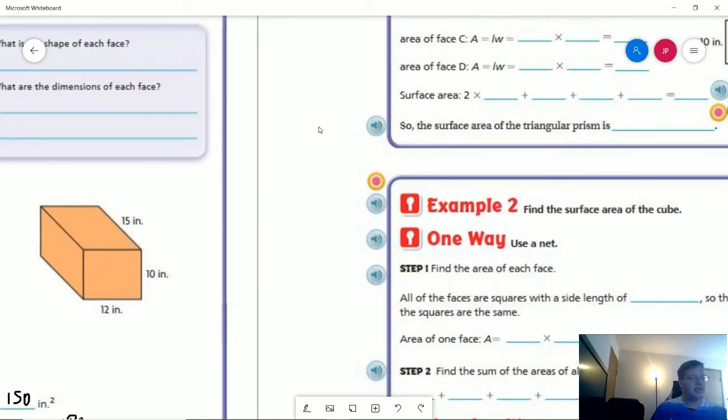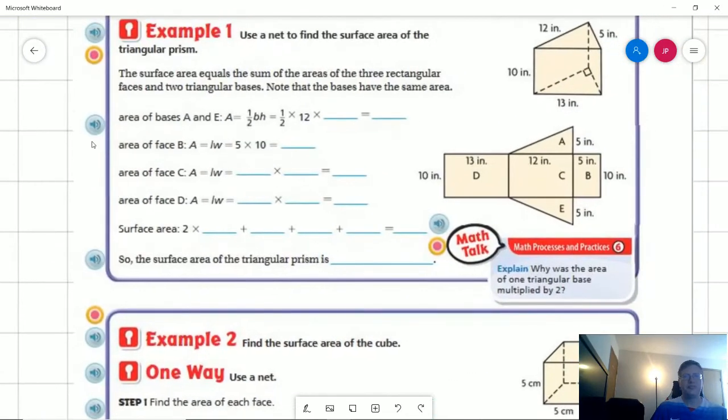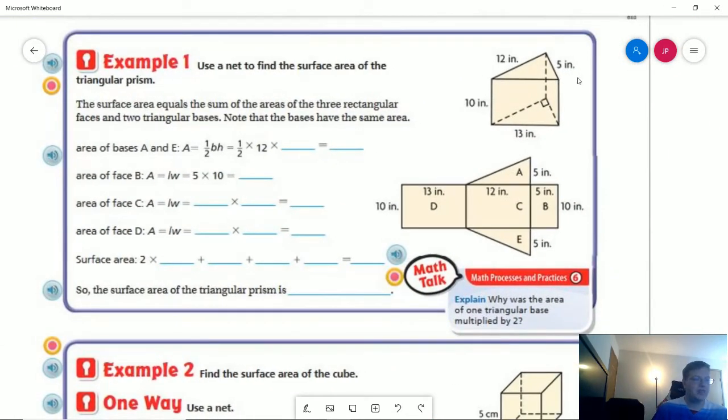So let's go ahead and take a look at our next shape, where we are going to use a triangular prism. We are going to have to use our knowledge of finding the area of a triangle to potentially help us as well. To start with, we want the area for bases A and E. So we're going to do 1/2 times the base times the height, which is 1/2 of 12 times 5.